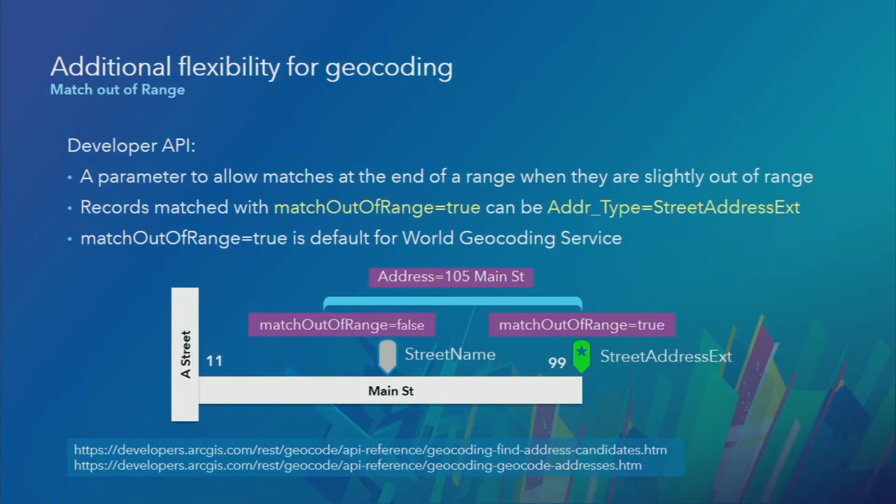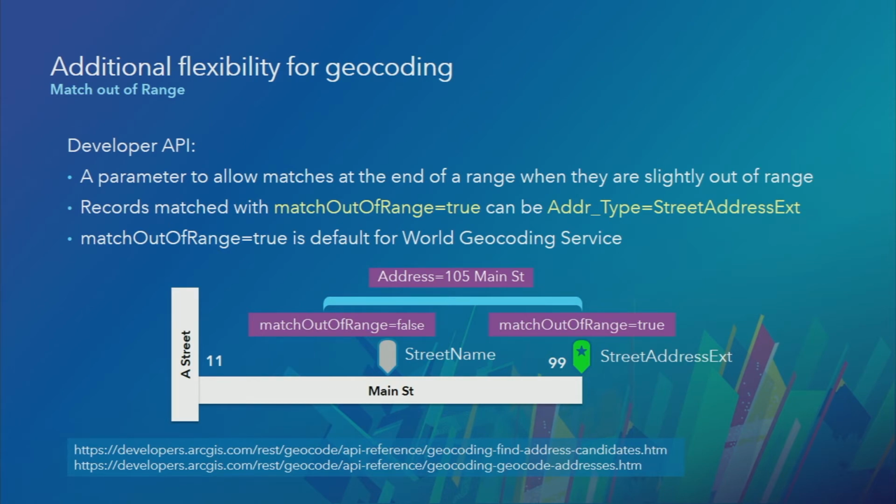So I want to talk about another new parameter that we added to the system. If you're interested in matching an address, and that address is very close to a range in the data, but maybe just outside of it, in the past what we would do in that case is fall back to a street name match. That street name match would put you in the middle of the street, and if that street was really long, it might be quite a ways away from the location where you were really looking for. So in this case, we've added a new parameter to our developer API that allows you to match an address at the end of a range when that address is slightly outside of the range.